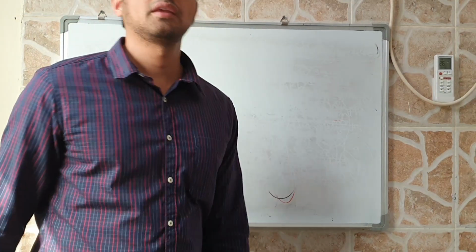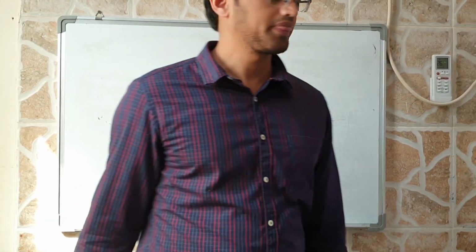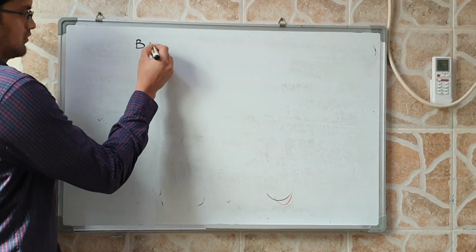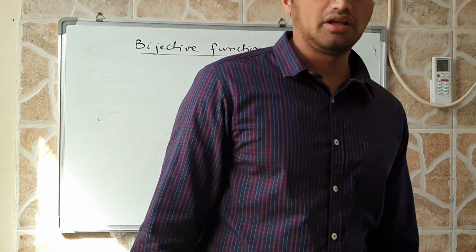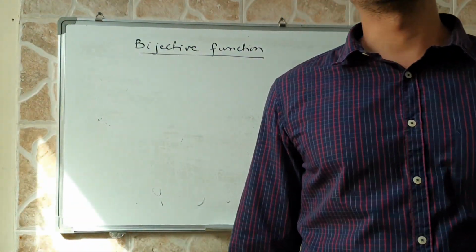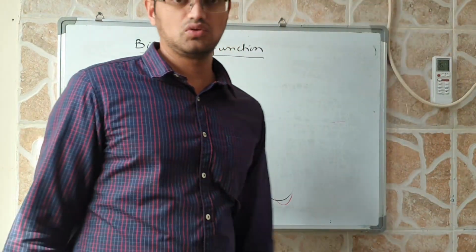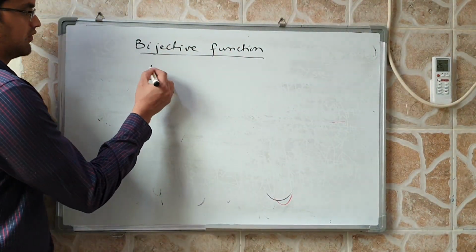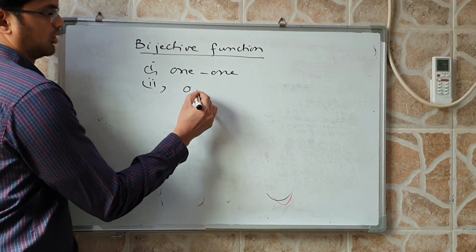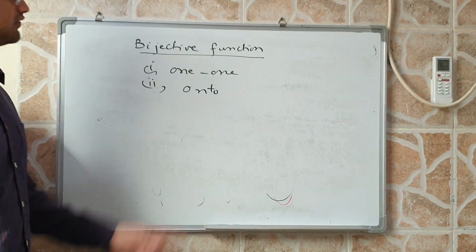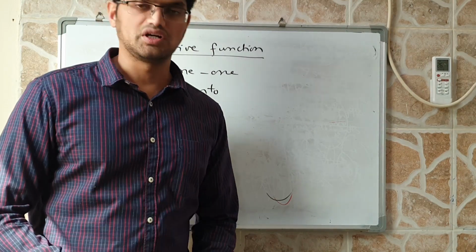Now see, we'll have one more function that is called bijective function. So bijective function means a function which is both 1-1 and onto. A function which is both 1-1 and onto is called bijective function. So it should be first of all 1-1 and second one onto. If the function is both 1-1 and onto, it is called bijective function.